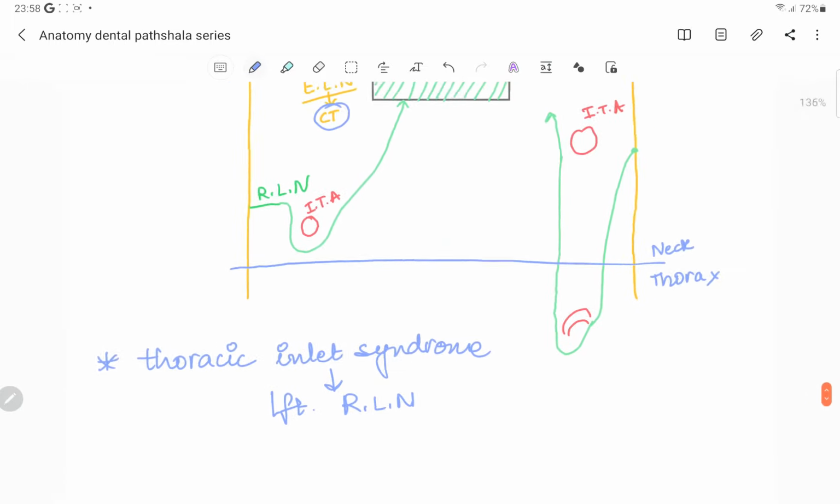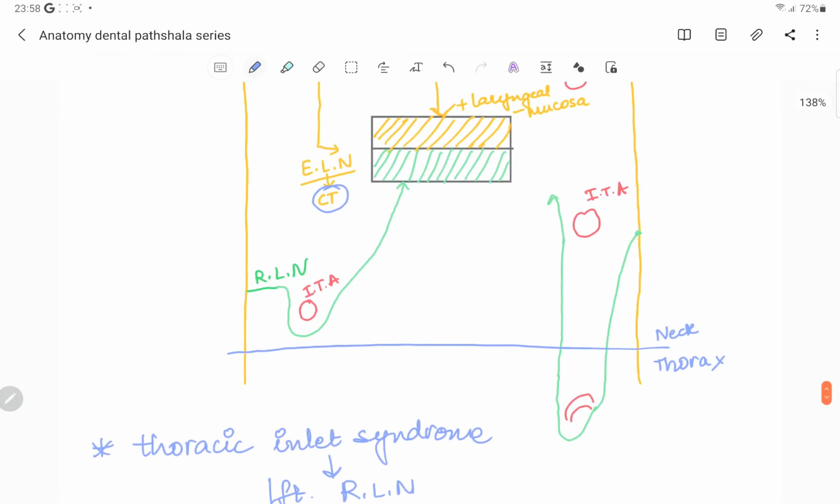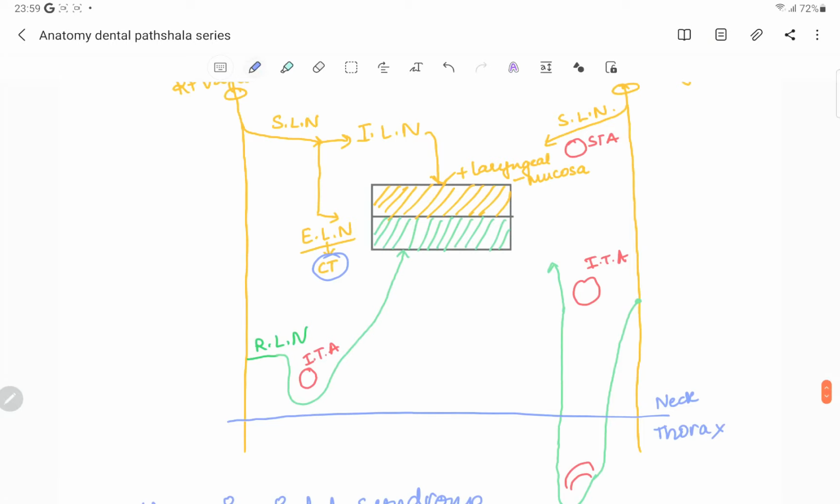So guys, up till now we have covered that the external laryngeal nerve supplies the cricothyroid muscle, which is a tensor of the vocal cord. Since it is a tensor of the vocal cord, it tenses the vocal cord. That is why females have a high-pitched, very sharp voice. That is because of the cricothyroid, the tensor of the vocal cord, which is again supplied by the external laryngeal nerve. Except the cricothyroid, all the muscles of the larynx are supplied by the recurrent laryngeal nerve.